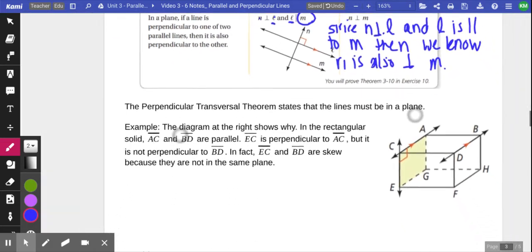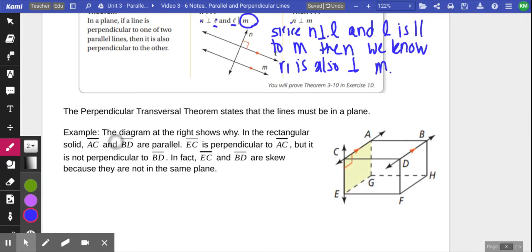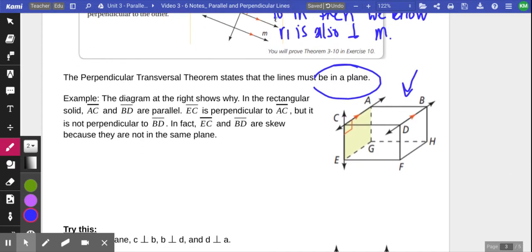Okay, so now one thing we have to say is that this whole thought only happens when the lines are in a plane. Here we have some statements that I'm going to put together for you, and we've seen a three-dimensional diagram like this before. Here we have AC is parallel to BD. So if I look at AC and BD, they're parallel. They're also in the same plane, like the top.